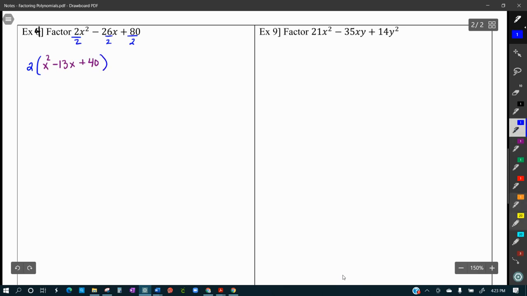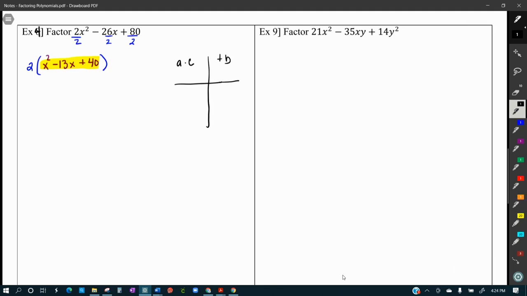Now that we've taken out a common factor, remember, this is what we are factoring now. So you're going to have to make your own table. A times C is on the left, and then adding to be B is on the right. A times C: A is x squared, C is 40, so 40x squared. What numbers will multiply to be 40x squared, but also add to give me a negative 13x? Let's start at the top.